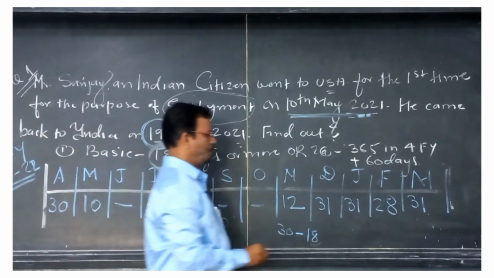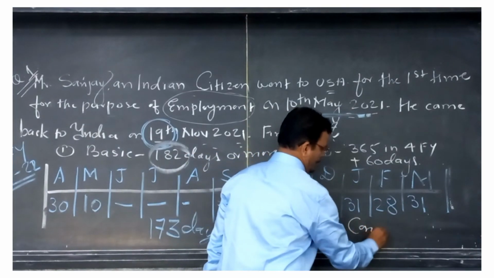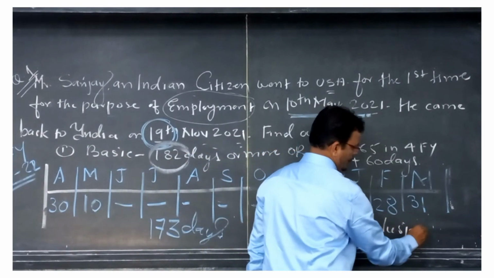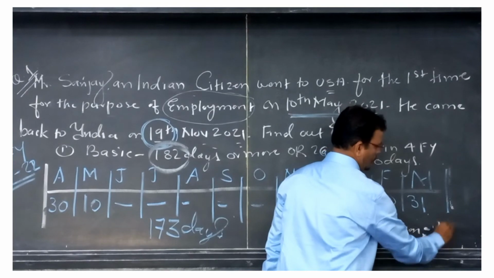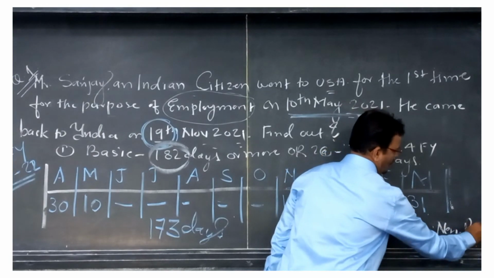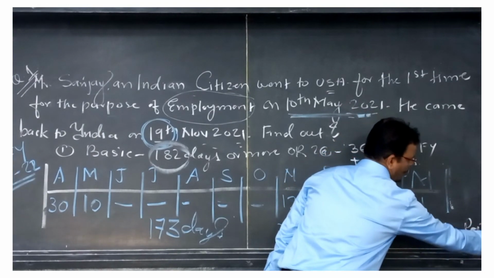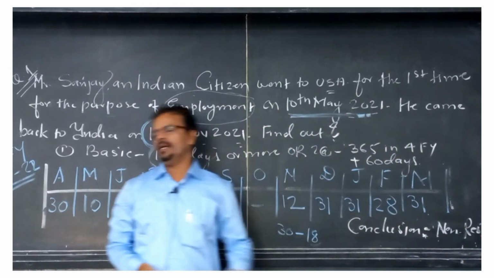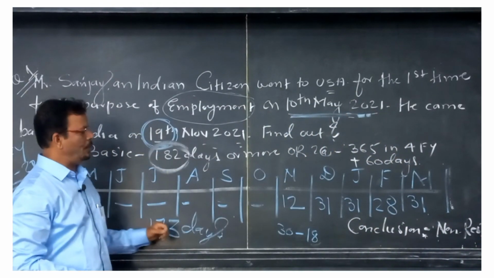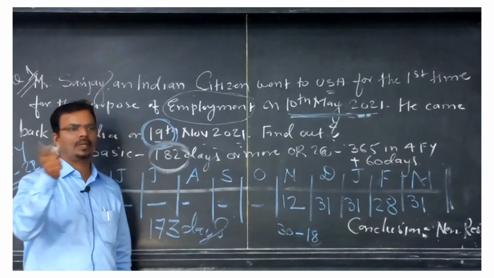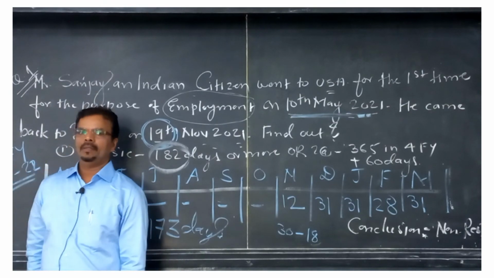So we say the conclusion: Mr. Sanjay is a non-resident of India. So in this way we have to do the calculation.